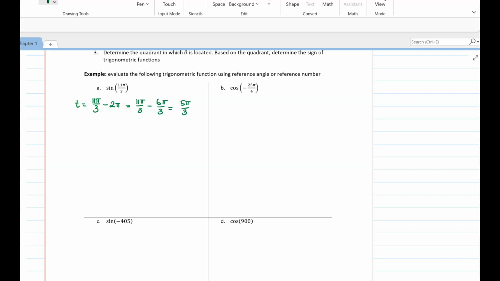So 5 pi over 3 is a value that is in quadrant 4. t equals 5 pi over 3. That is in quadrant 4. That means sine of 11 pi over 3 equal to sine of 5 pi over 3.